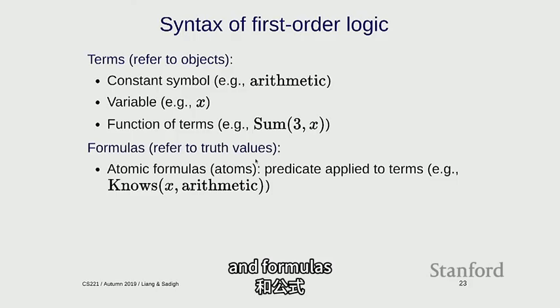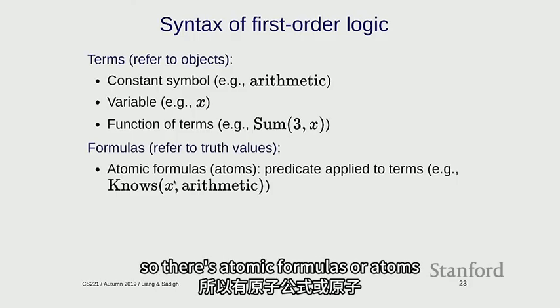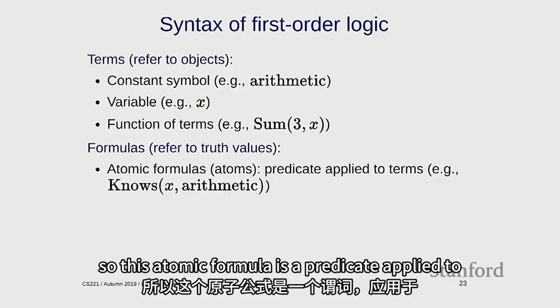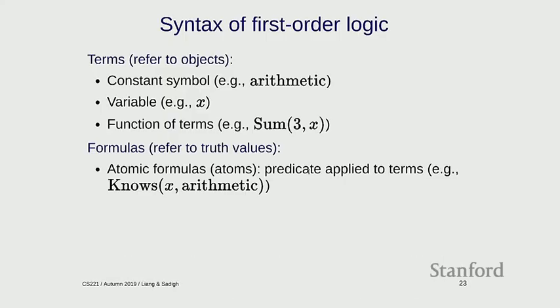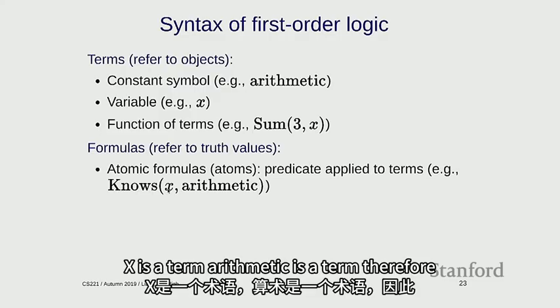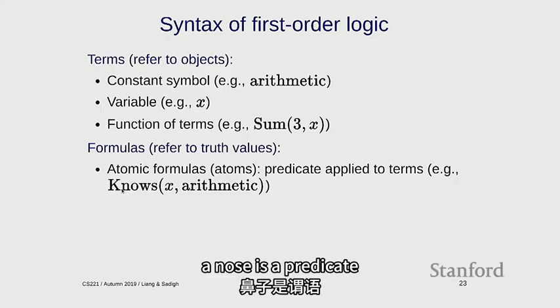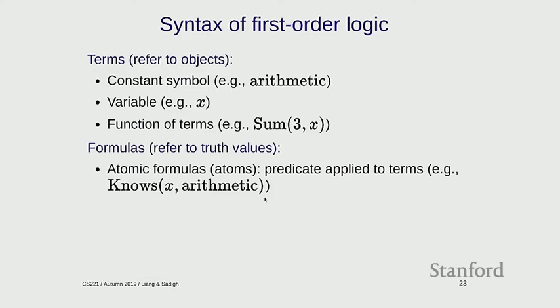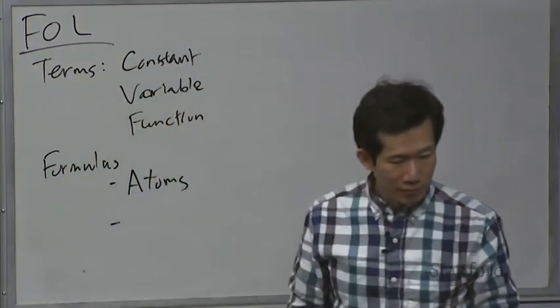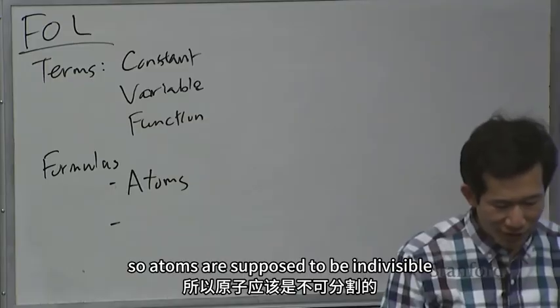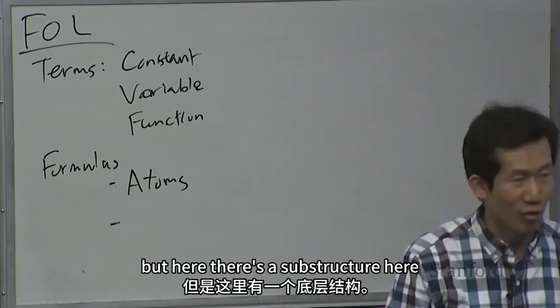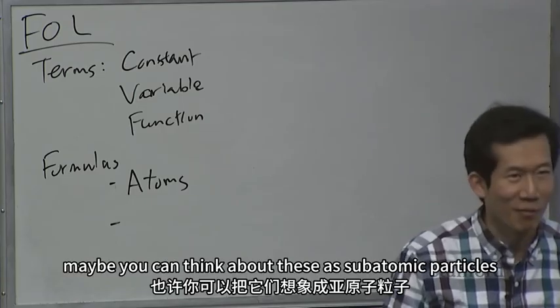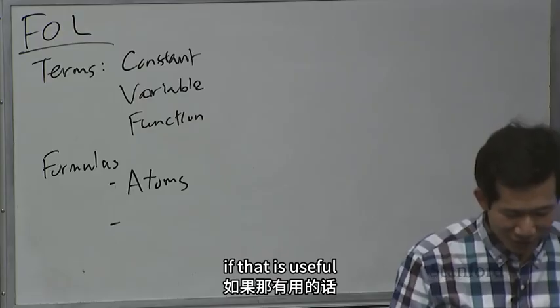And formulas refer to truth values. So there are atomic formulas, or atoms. An atomic formula is a predicate applied to terms. So x is a term, arithmetic is a term, and Knows is a predicate. So Knows(x, arithmetic) is an atomic formula. Atoms are supposed to be indivisible, but here there's a substructure, so maybe you can think about these as subatomic particles if that is useful.